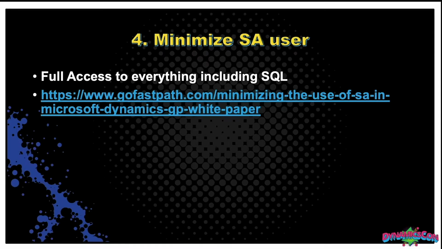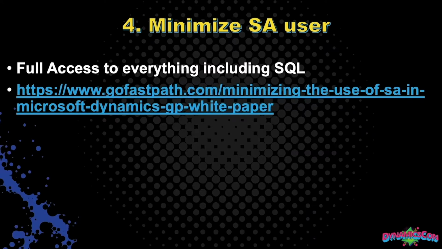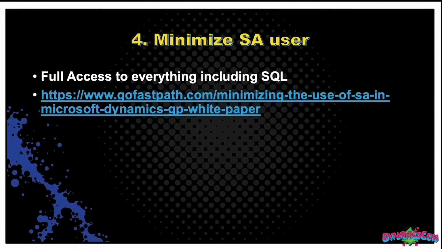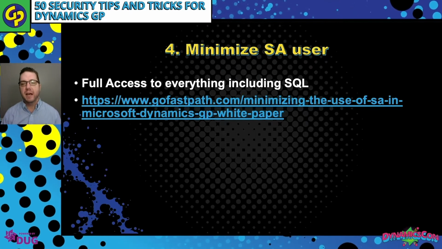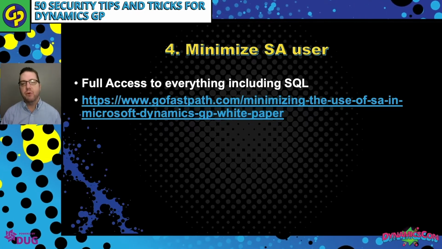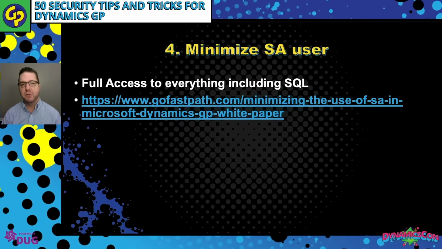So I've got a link here to a white paper. It's a free white paper on how to minimize the use of the SA user. There's also links in that document back to GP's security manual, which explains a lot of the pieces in there as well. Again, it's free, so just go and grab that. No way I can explain that in the minute or 2 that I have here. But the nice thing is it's all laid out for you to be able to figure out how to really minimize using that SA user.